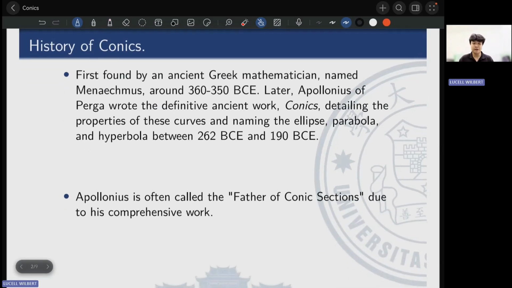So, who discovered these conic sections? It was first found by an ancient Greek mathematician named Menaechmus around 360 until 350 BCE. Later, Apollonius of Perga wrote the definitive ancient work called Conics. He detailed the properties of these curves and named them ellipse, parabola, and hyperbola. There is also another mathematician who studied conics. In a sense, Menaechmus found them, but Apollonius systematically studied and named them, establishing the field of conic sections.